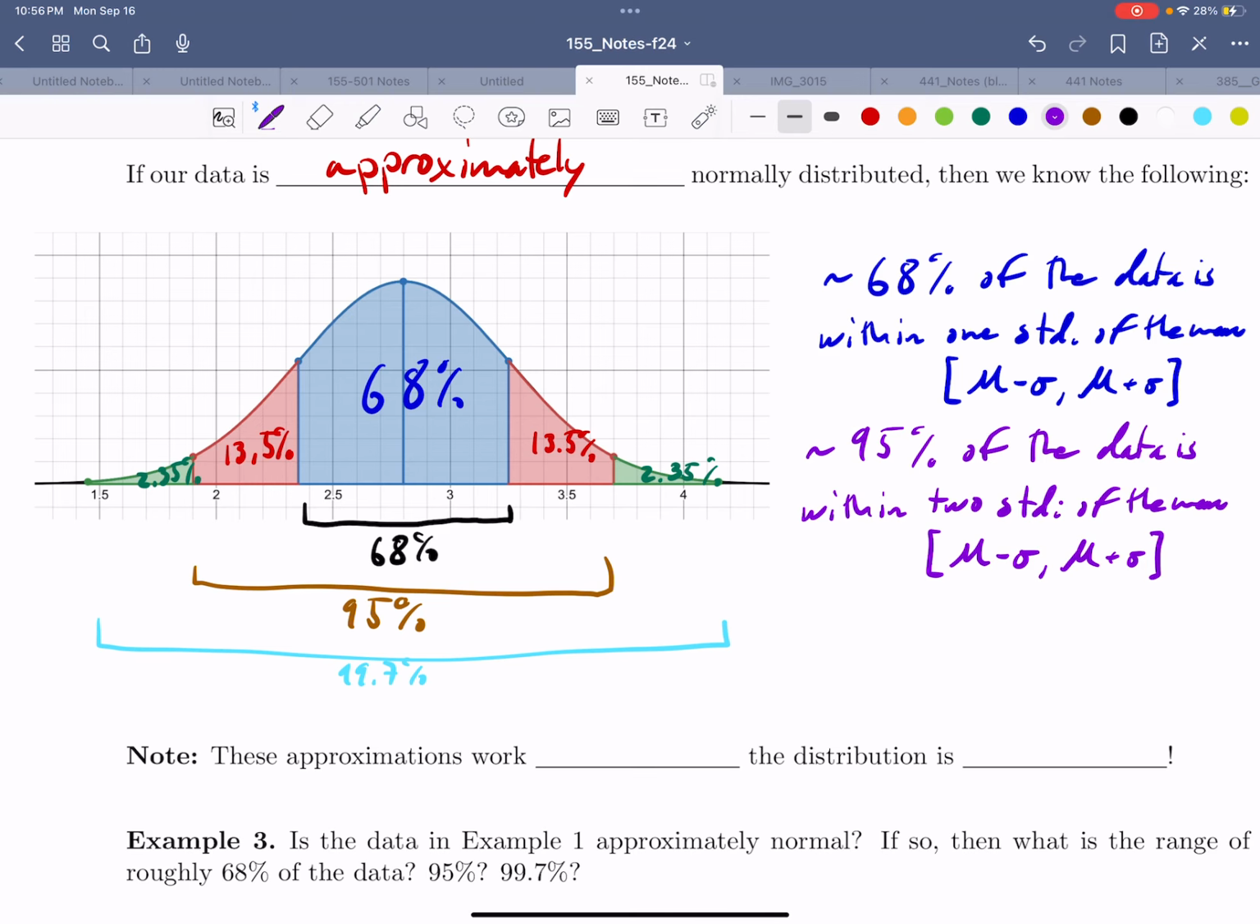What did I write? I meant to say, sorry about this. This should have been standard deviation. This 2 should be standard deviation of the, you can't really read that. Standard deviations of the mean, right? So here, 95% of the data is within this interval.